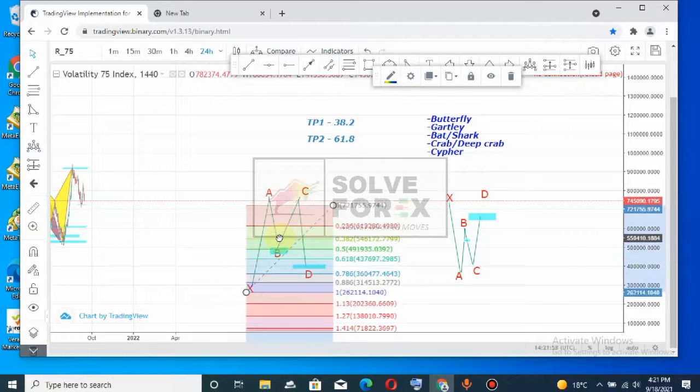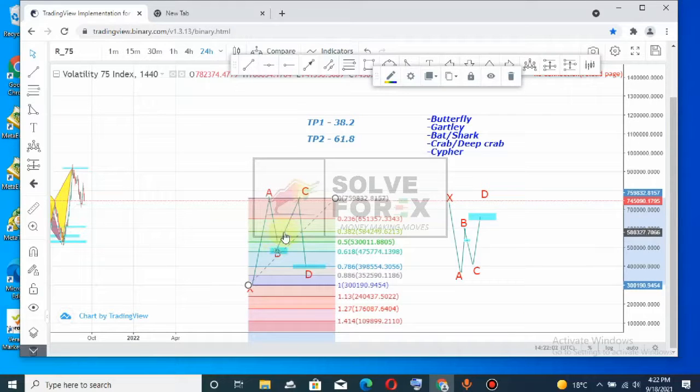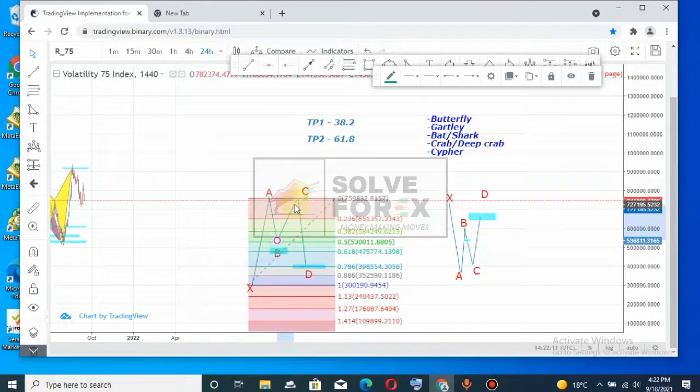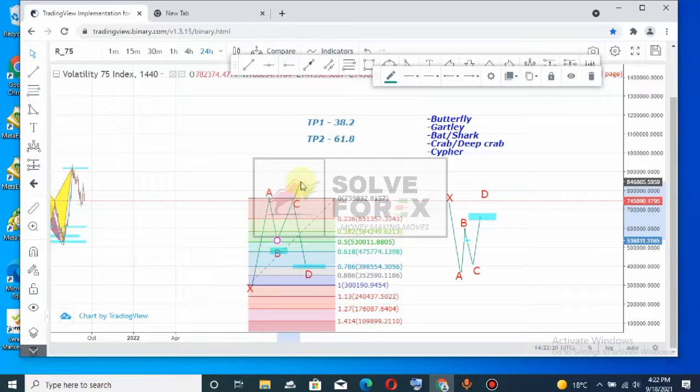If it's a bat pattern, it must retrace on 50% here. If it doesn't break the high, it goes here, forms a falling M, your C is here, then you know. The only difference between bat and shark is here on A and C. If your C doesn't break a high, then it's a bat pattern. But if it breaks your high like this, then you know it's a shark pattern. That's the only difference between these two patterns.